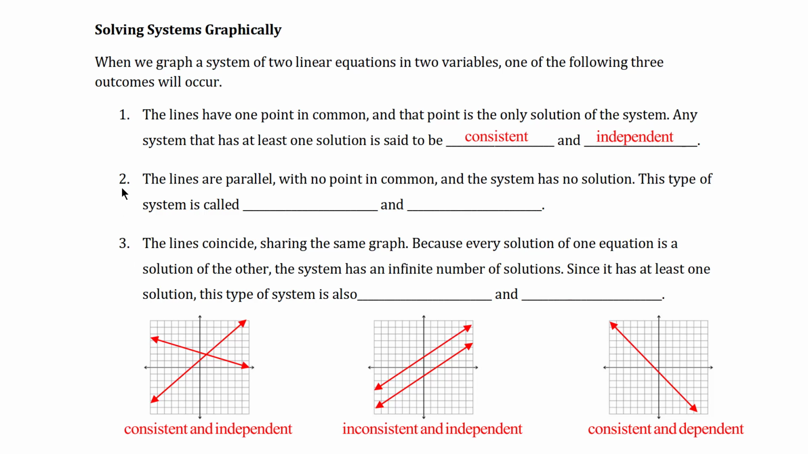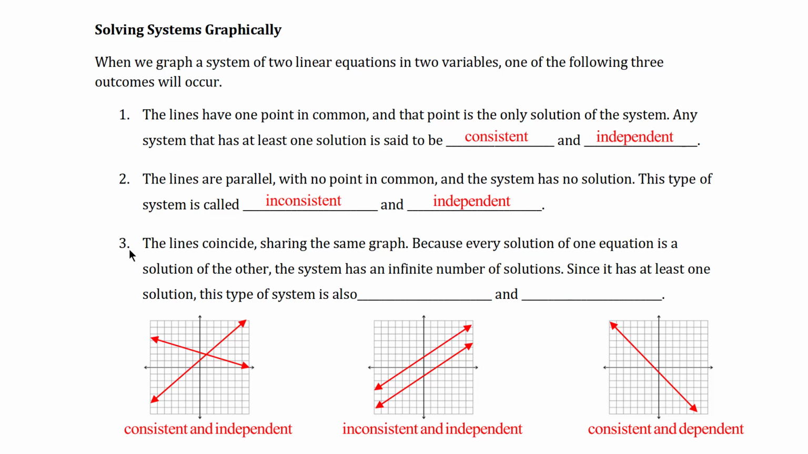Moving on to number 2, it states, the lines are parallel with no point in common, and the system has no solution. This type of system is called inconsistent and independent. If we take a look at the middle diagram below, this graph here describes this situation. We have 2 parallel lines that don't intersect, so that means there's no solution. That makes this system inconsistent. Also, we have 2 distinct lines, which means that this system is independent.